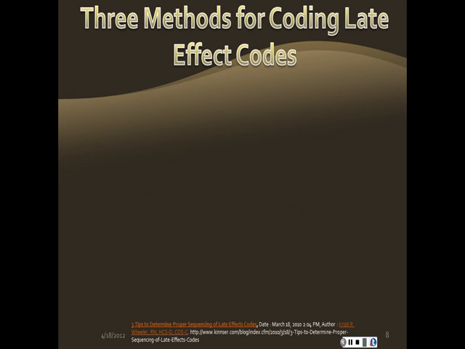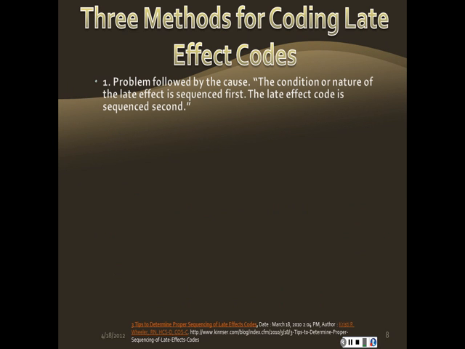Now here's 3 methods for coding late effects. And I'm not going to go over this as it seems to be self-explanatory, as well as I want to go over the next slide as it has a nice flowchart that we can use. And I would like to go through that one in more detail, so I'm just going to skim this slide. Now the first one is the problem followed by cause.